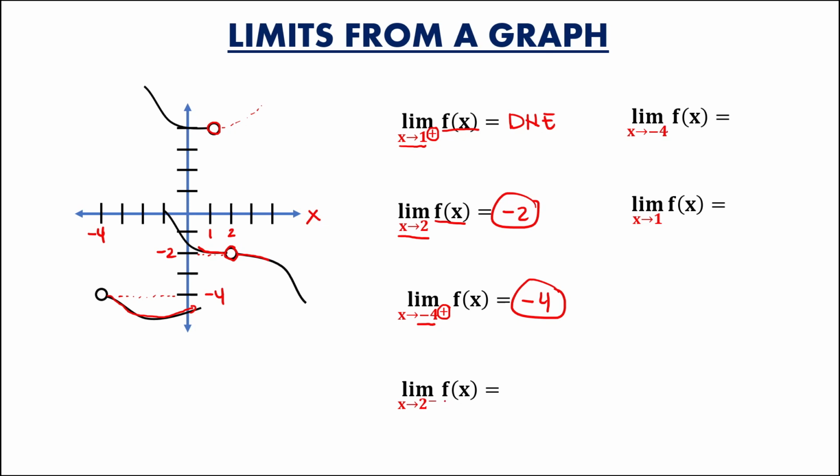Then for this limit of a function as x approaches positive 2, this is positive 2. Then from the left, this one is negative. So from this positive 2, there is a left side limit. So this limit is equal to negative 2.